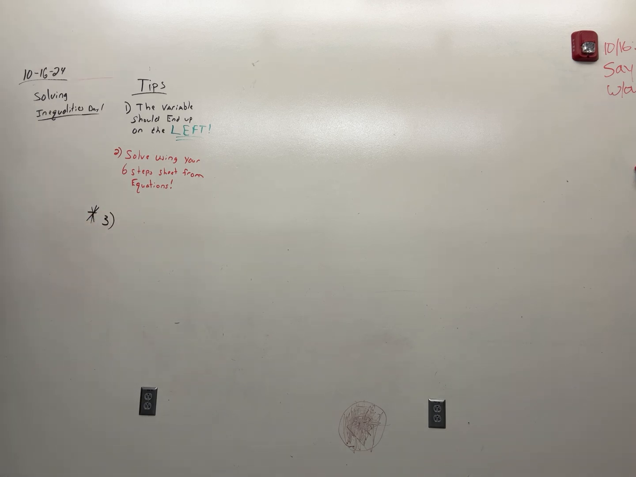Doesn't the variable have to be on the left? It doesn't have to. I thought that it had to be because that's why you switch them. It's going to make it easier to graph. Okay, guys? We're getting back to this.